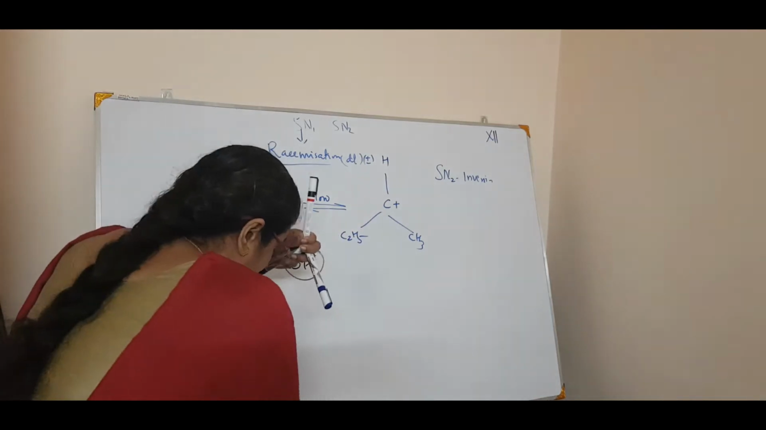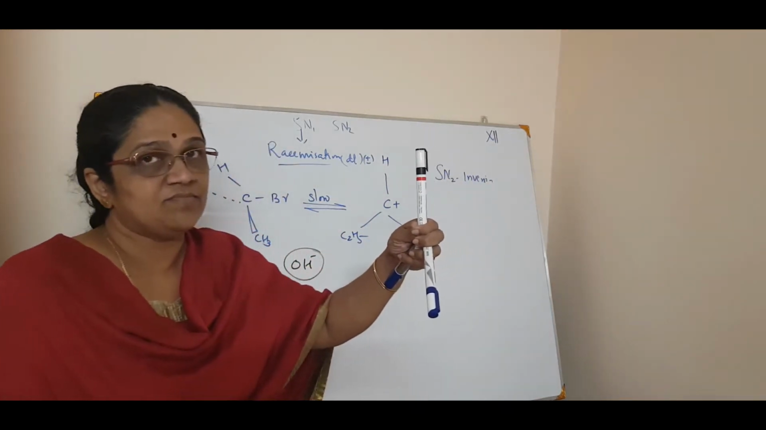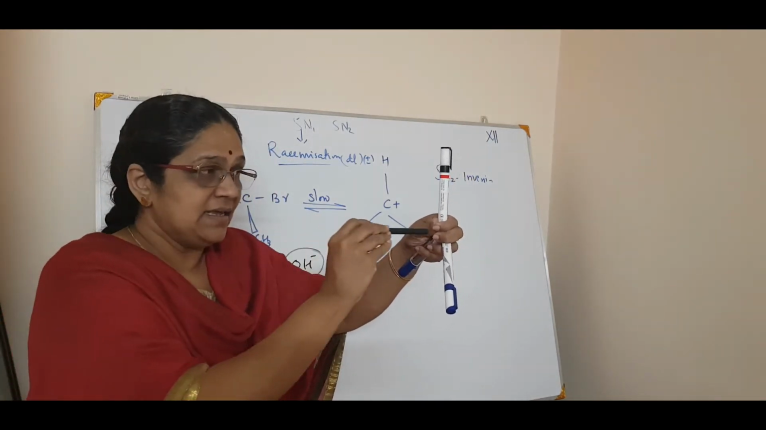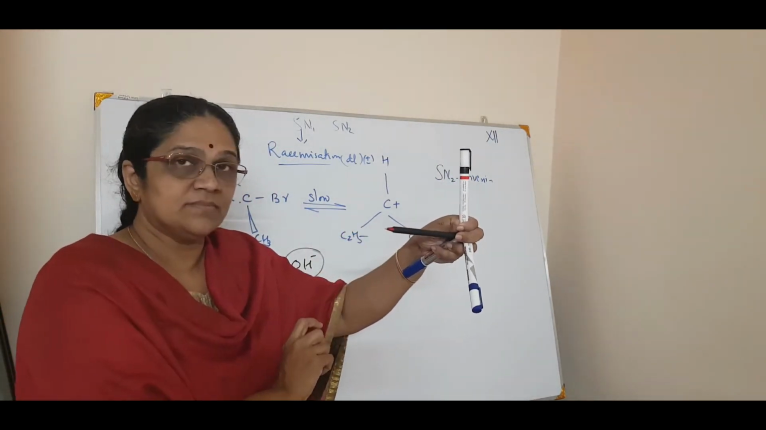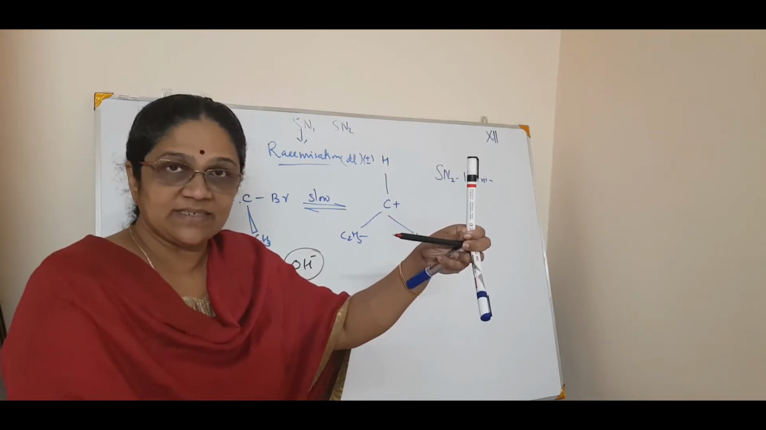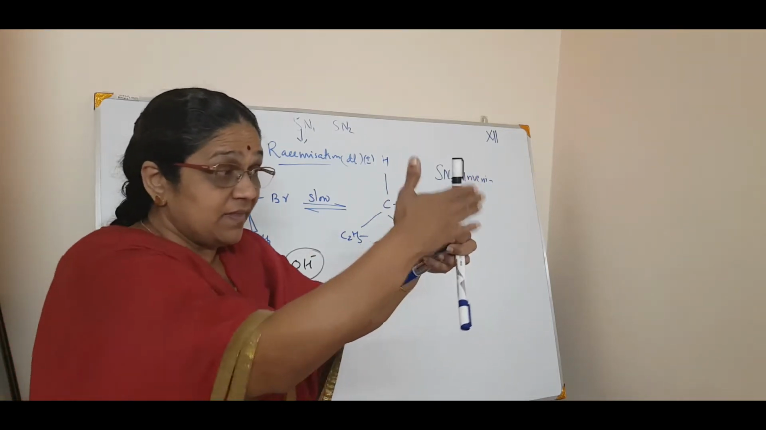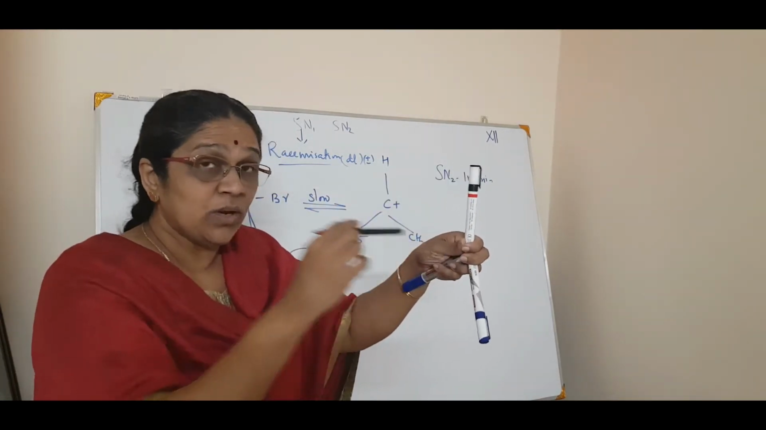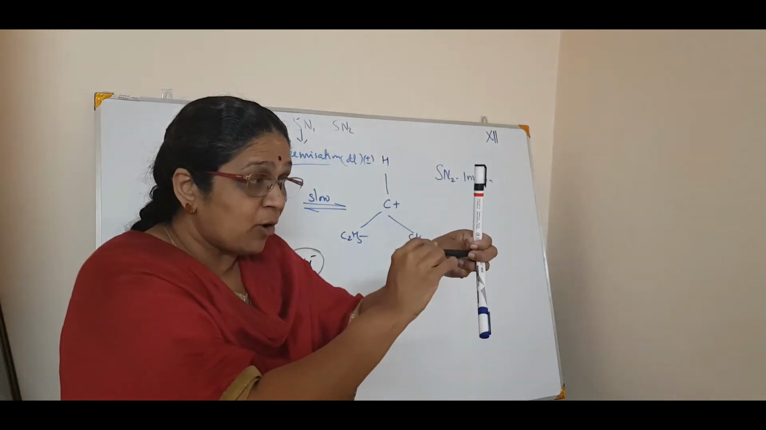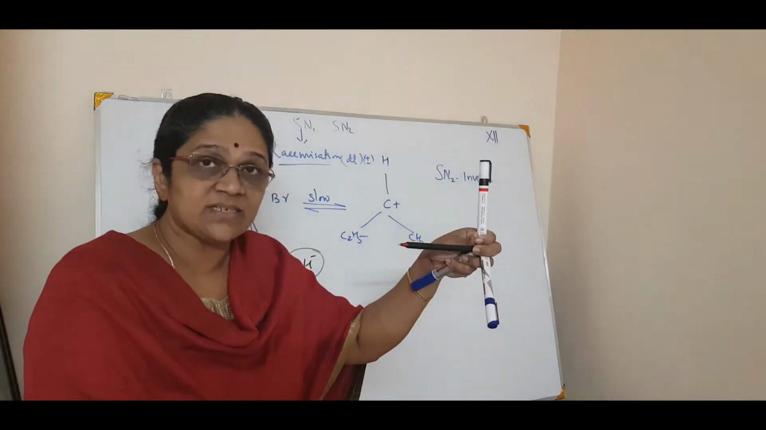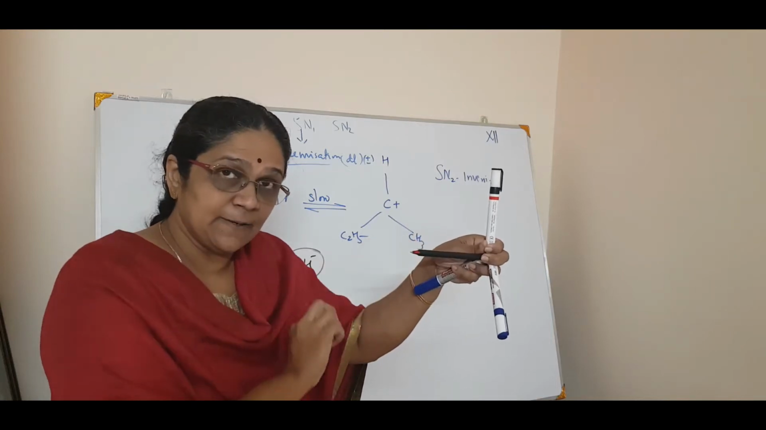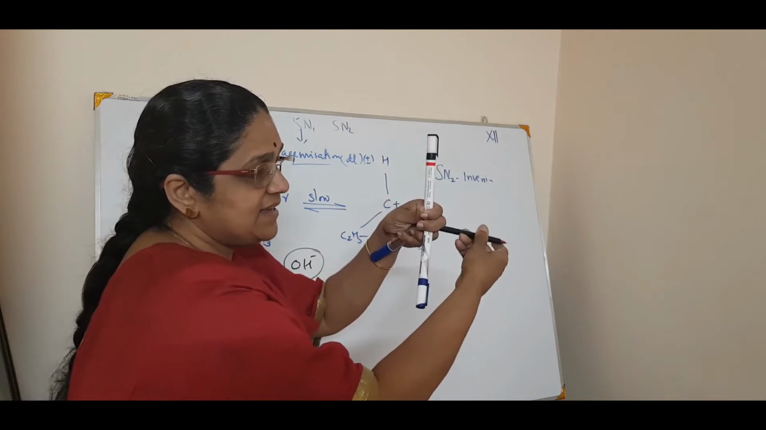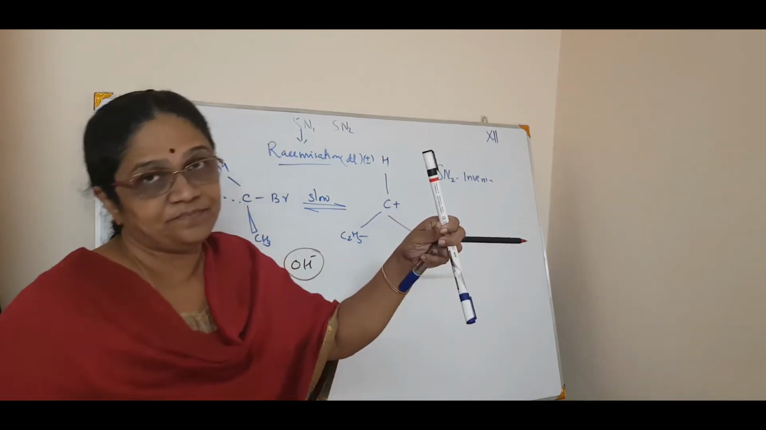Now there is a possibility of two things. It can attack from this side, or it can attack from the other side. This is the OH minus. Because there is no steric hindrance here, there is full space. So it can come this way and bond with the carbon atom to form the product, that is, the OH minus is here. In the same way, there is an equal possibility of coming from this side, forming the OH here.